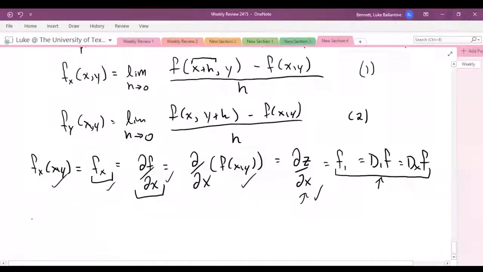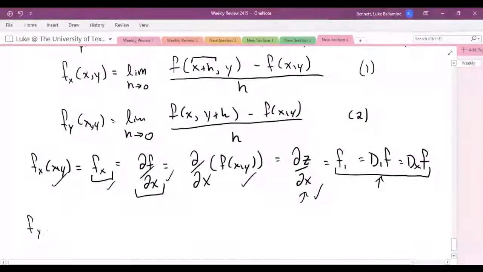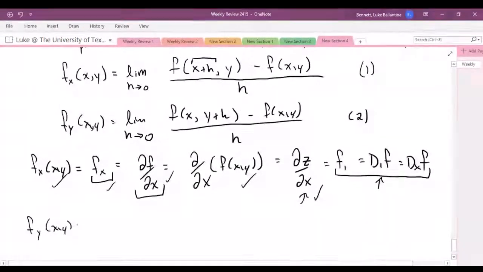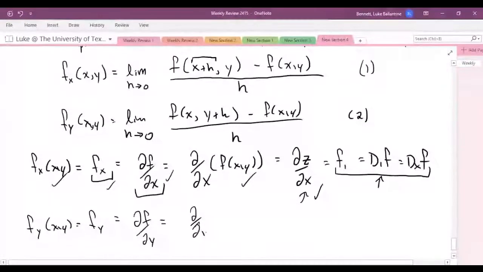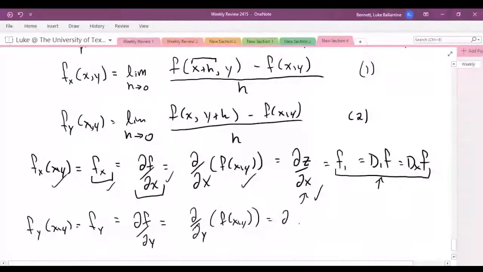And so the partial derivative of f with respect to y of xy is the partial derivative of f with respect to y. The partial with respect to y of f of x. The partial of z with respect to y, f2, d2f, dyf.